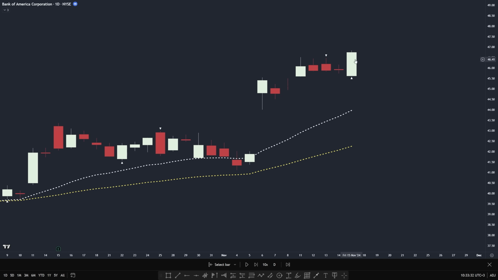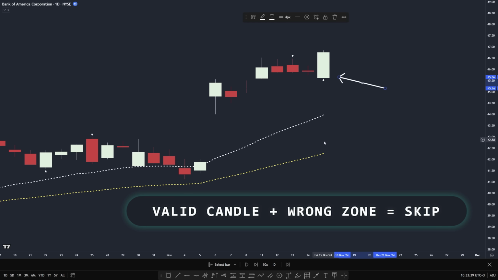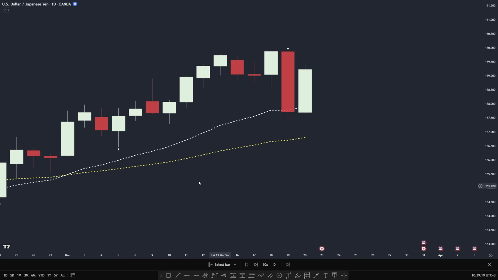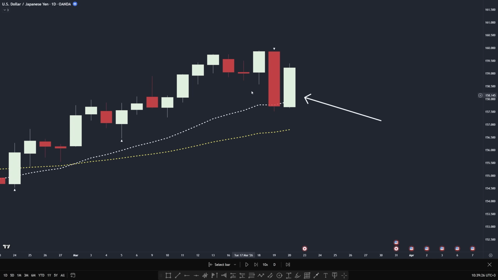This is an outside bar, but it forms far above the pullback zone. It is tempting, but you skip this. The candle is valid, but the location is wrong, and the setup needs both. Now look at this one. This candle looks strong, but it does not break both the previous high and the previous low, so it is not an outside bar. You skip this too.